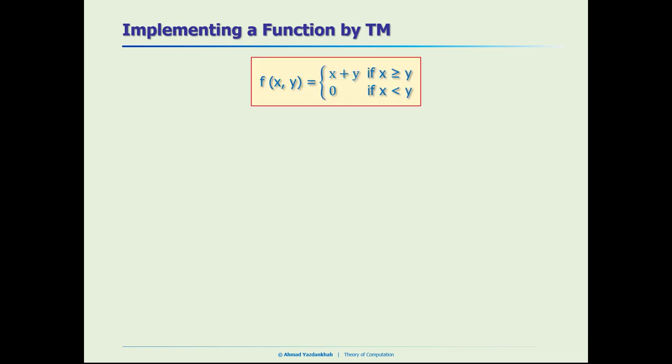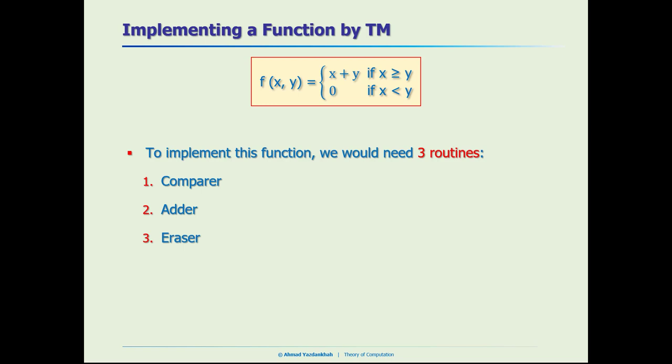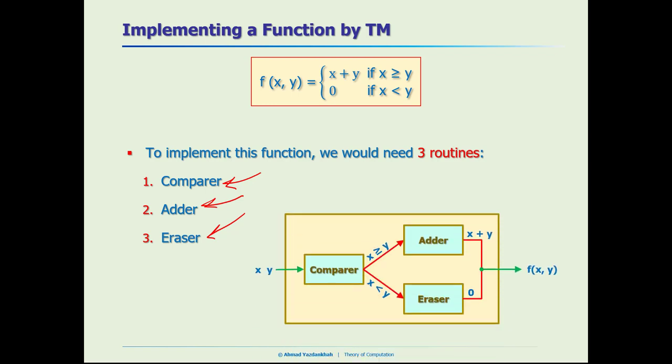So for this, we would need three blocks, or three routines or subroutines. One of them needs to compare the x and y. The other one needs to add, and the third one needs to erase. So we have a comparer, adder, and eraser. And here is how we can put all of them together to create this Turing machine like this.